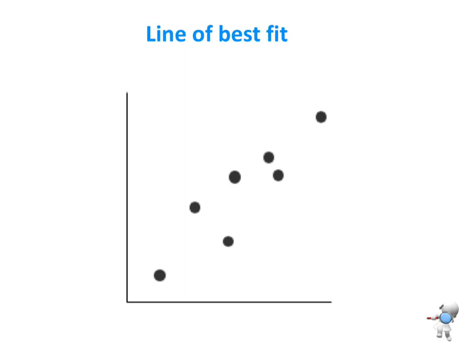Now, if we want to fit a line of best fit, that's thinking about where would I put the line? Is that a good place to put it? Is that a good place to put it? Is this a good place to put it? How do we decide what the best place to put the data is?